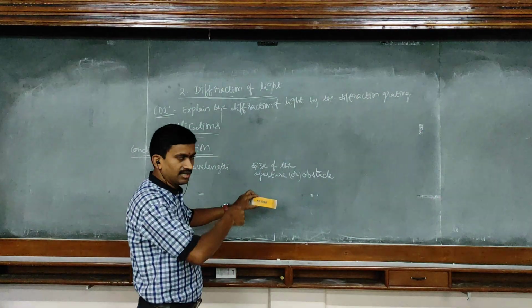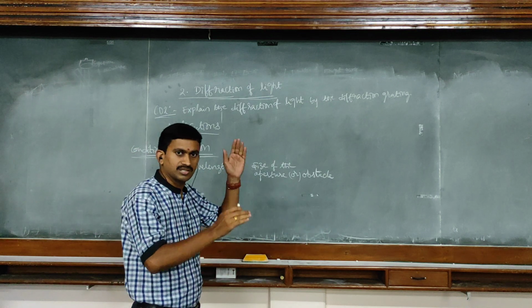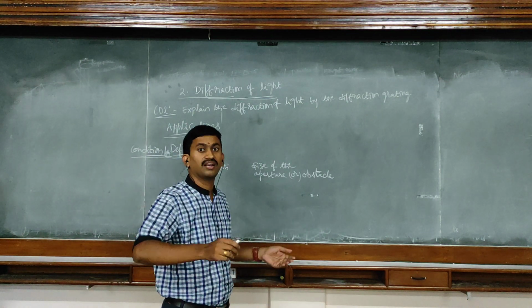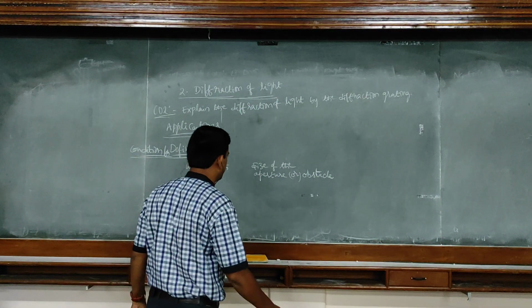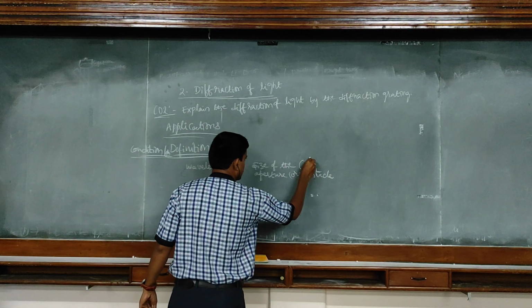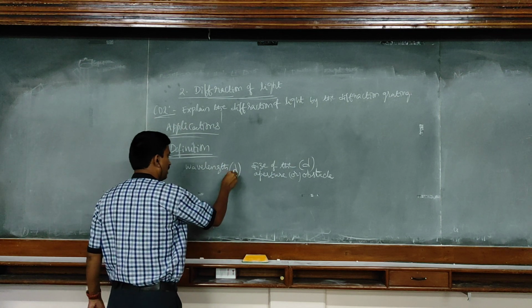Obstacle is a physical quantity which stops the propagation of light. That is called an obstacle. Aperture is a small hole or a slit, whatever it may be. So the size can be described as d, and the wavelength can be represented as lambda.